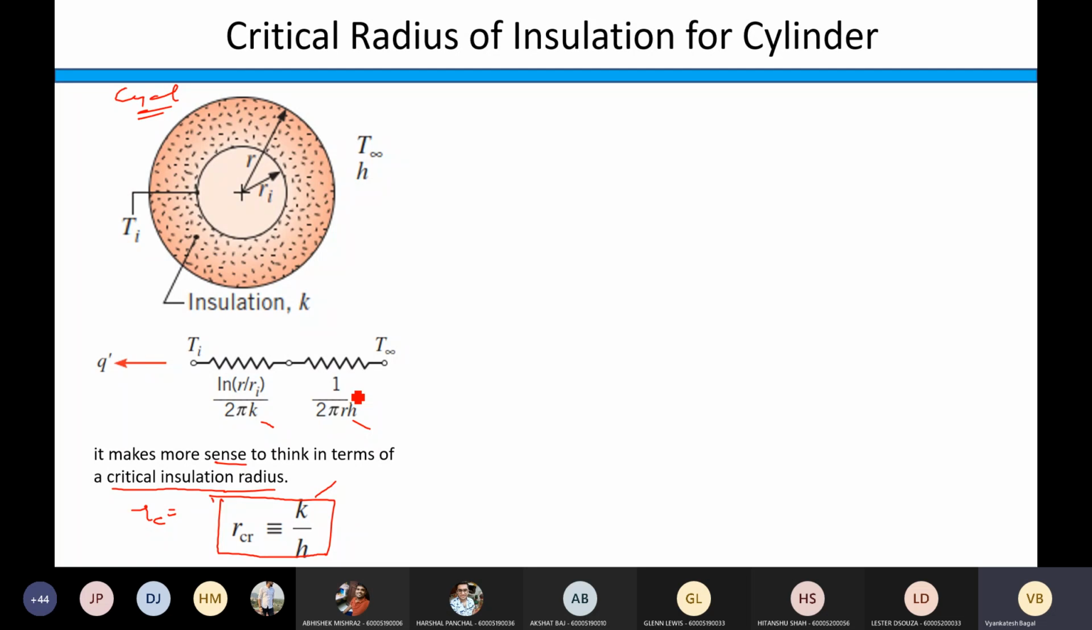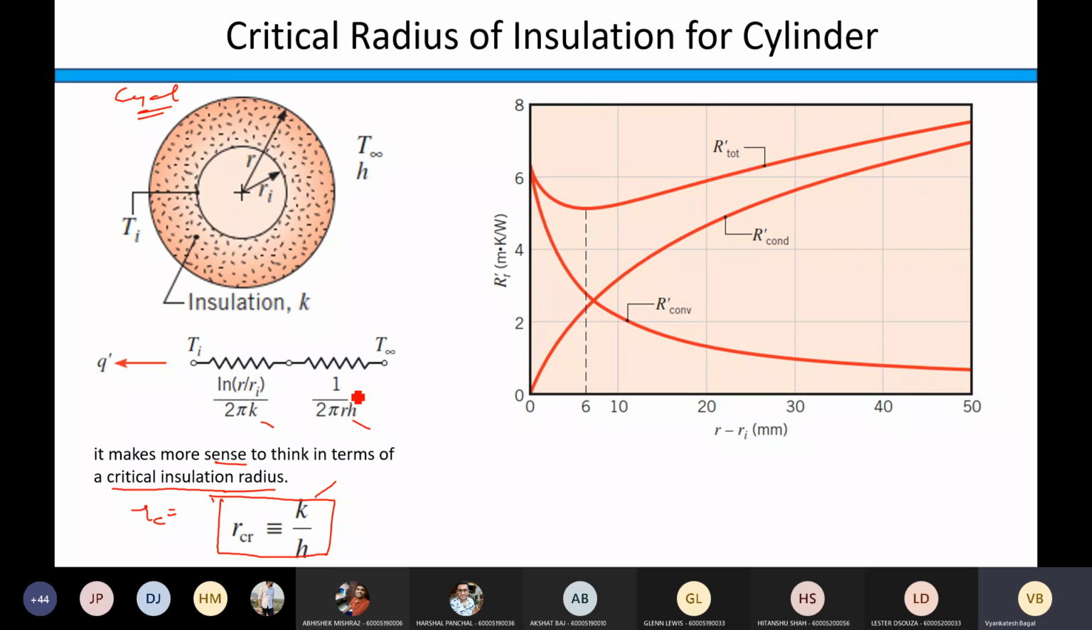Now there is one graph. You should understand this graph. I am going to ask questions even in oral also. So look at this plot now. What you can read on the vertical axis is R dash T, right? That's why the unit is given meter Kelvin per watt, because this is per meter length. If you want to just plot RT on this vertical axis, then the unit will be Kelvin per watt, correct? So you can plot RT also. Is it clear?